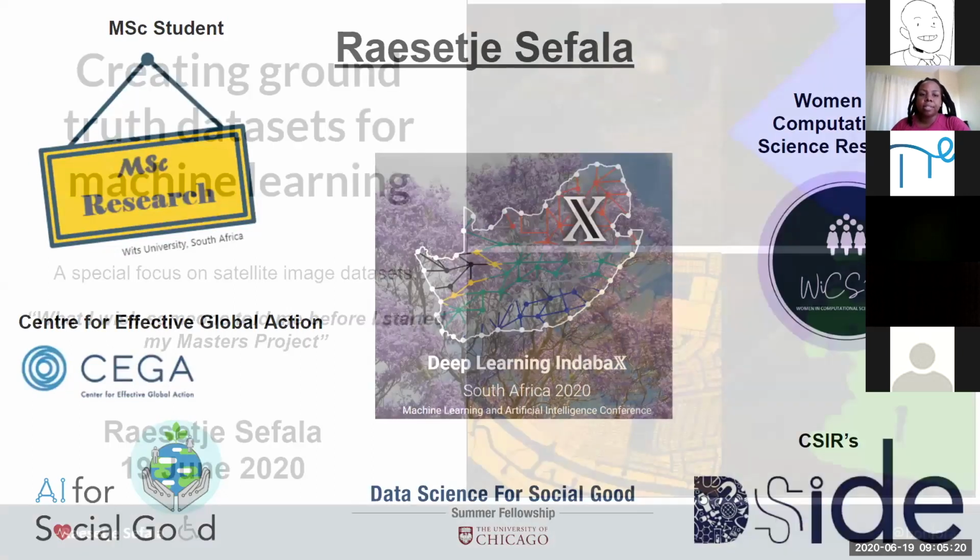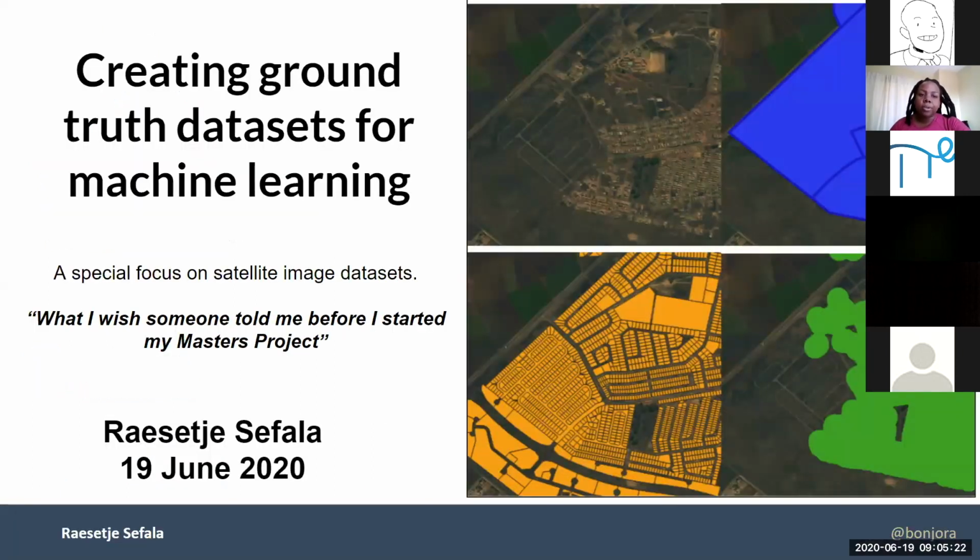And today I'll be talking about creating ground truth data sets for machine learning. So I'll be especially focusing on satellite imagery. And this is more things that I wish someone told me before I started doing my master's work using satellite images.